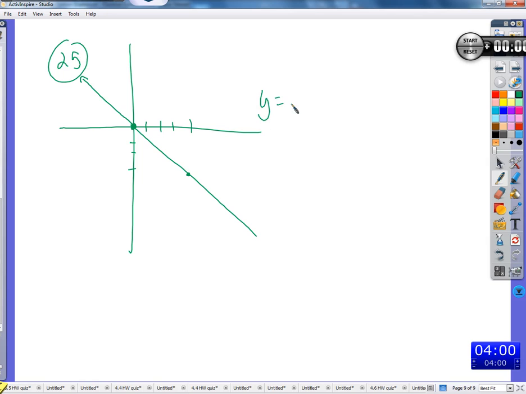Okay. This is 4, negative 3. We just need the slope. So negative 3/4 times x. Plus 0. The y-intercept is always 0.